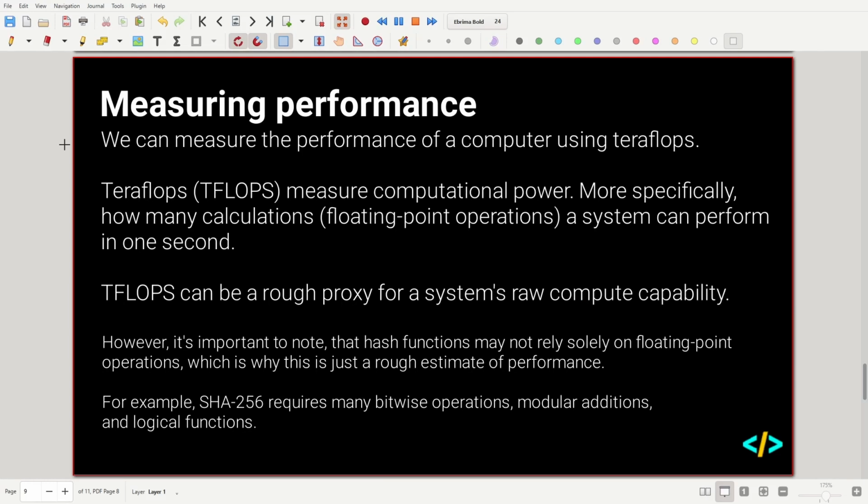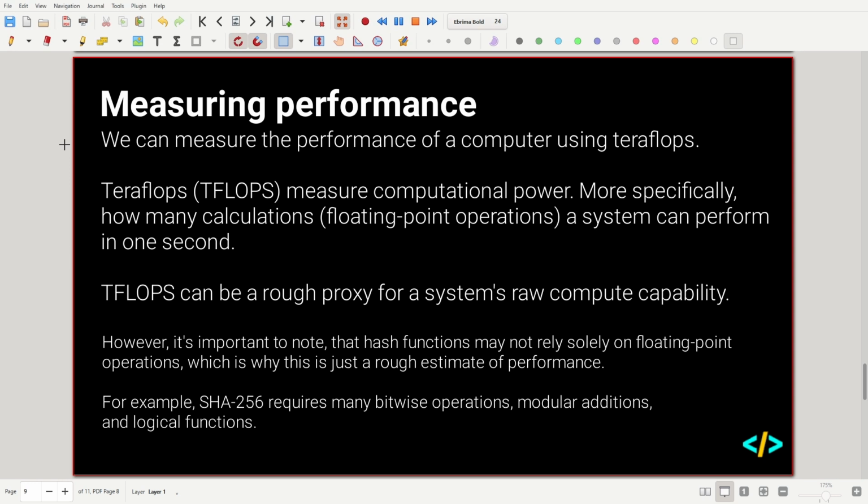Okay, so if we want to measure the performance of a hash function, this is sort of going back to finding collisions or breaking or cracking hash functions. We can estimate the performance of a computer using teraflops. A teraflop measures computational power. More specifically, a flop is a floating point operation per second. And a teraflop is just that on, I think it's a billion. I'm not sure. Correct me if I'm wrong.